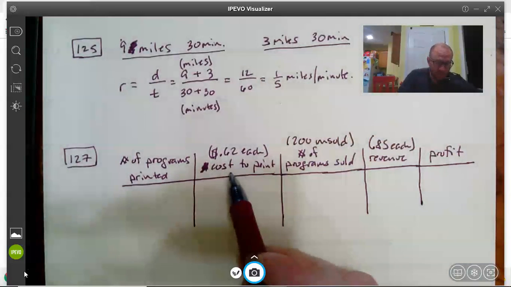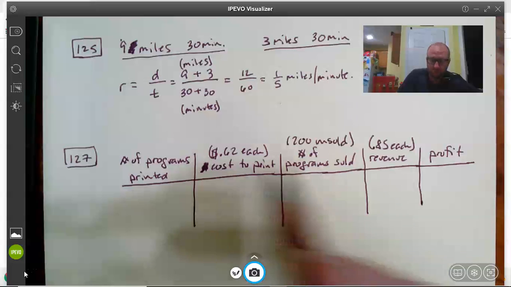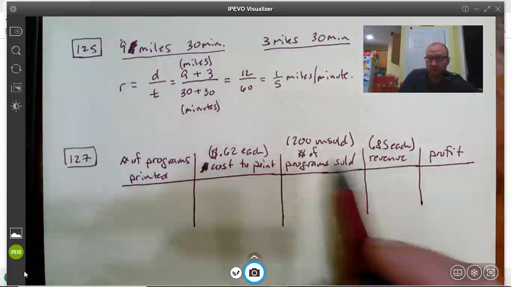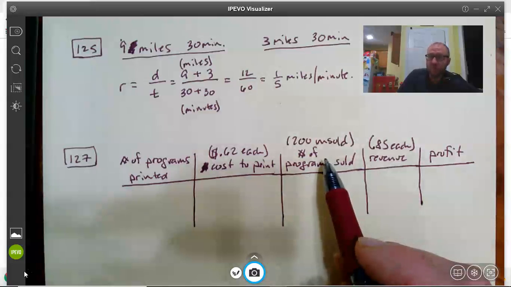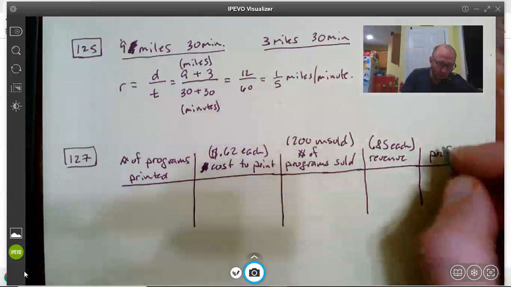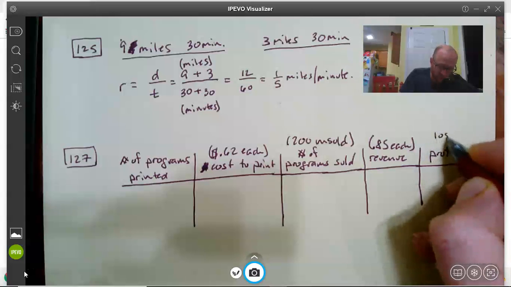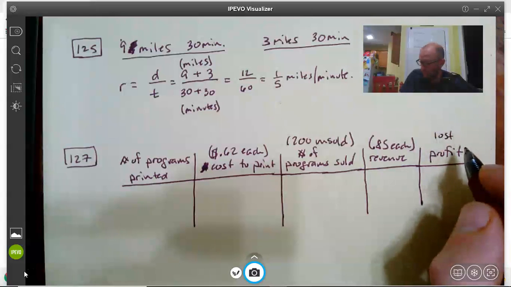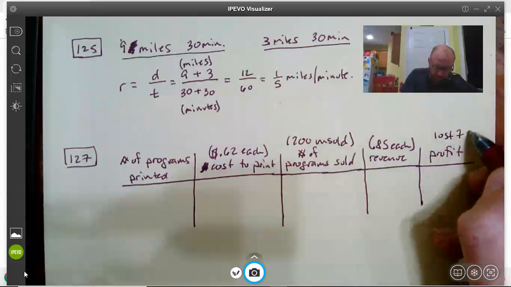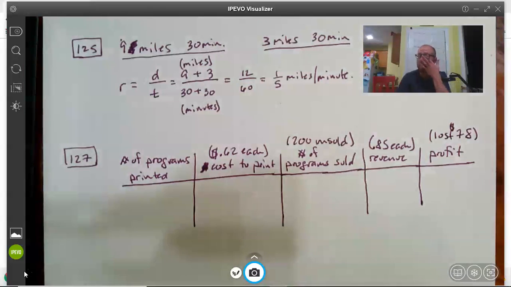So he paid 62 cents each to get them printed. He's going to sell them for 85 cents each. 200 of them didn't sell, and he lost how much money? $78. Okay. We're trying to figure out how many programs he sold.